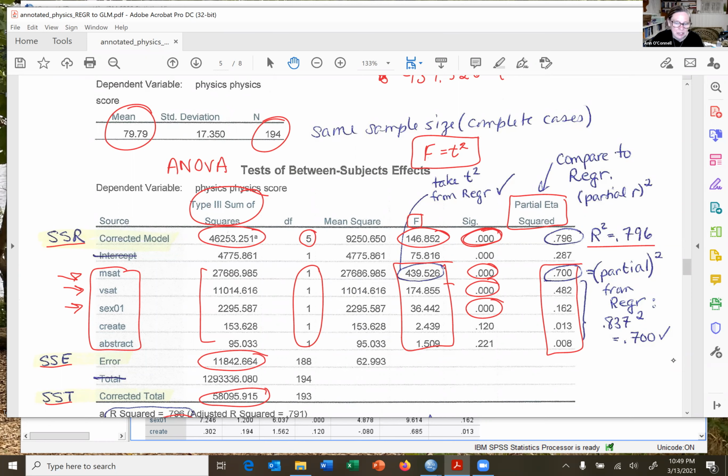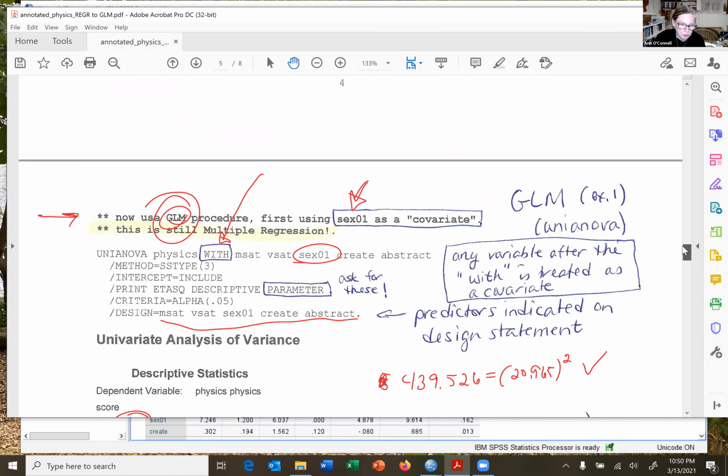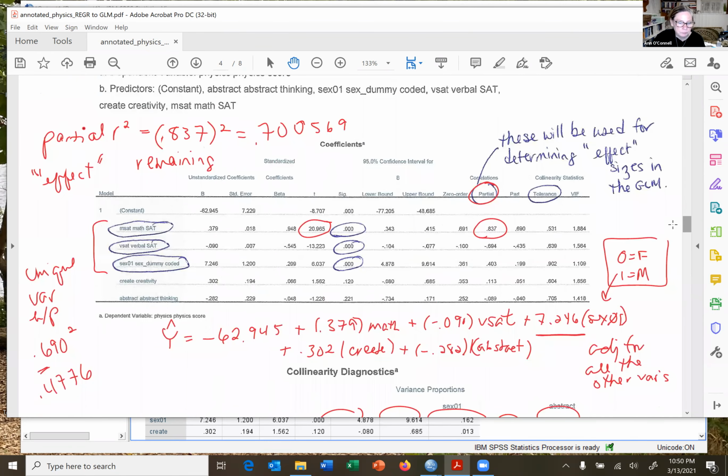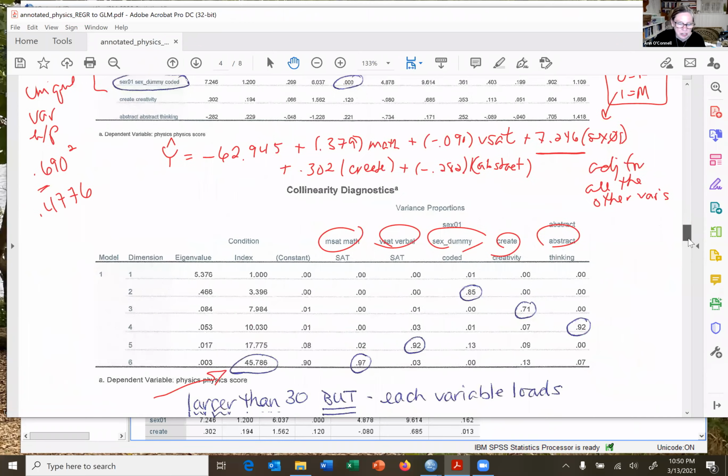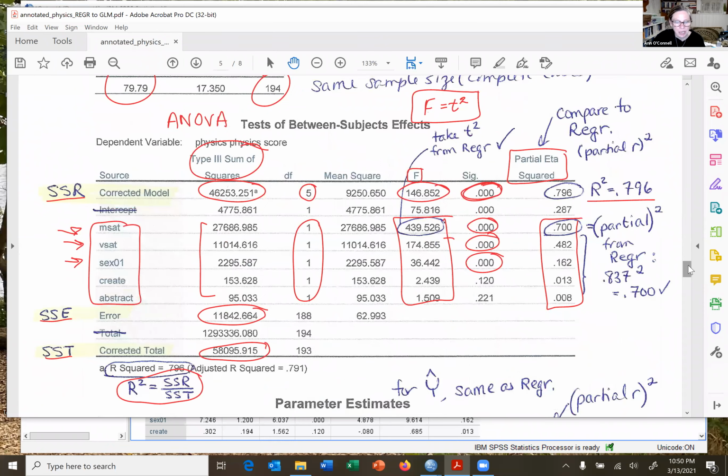So for example, if I take the partial correlation for math from the regression, that was a 0.837. I'll just show you again where that comes from. Right here, 0.837. If I take that partial correlation and I square it, I'll get the partial eta squared. So that's the 0.700. And each one of these corresponds to that partial R from regression squared. So again, GLM is telling us the same information about contribution of variables in the model, just packaging it in a slightly different way.